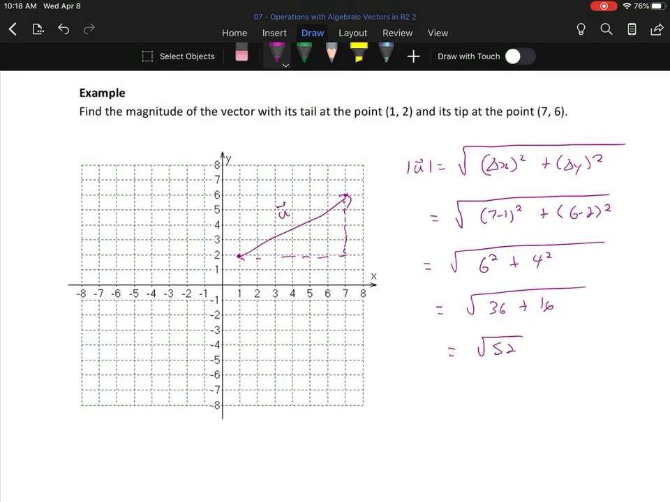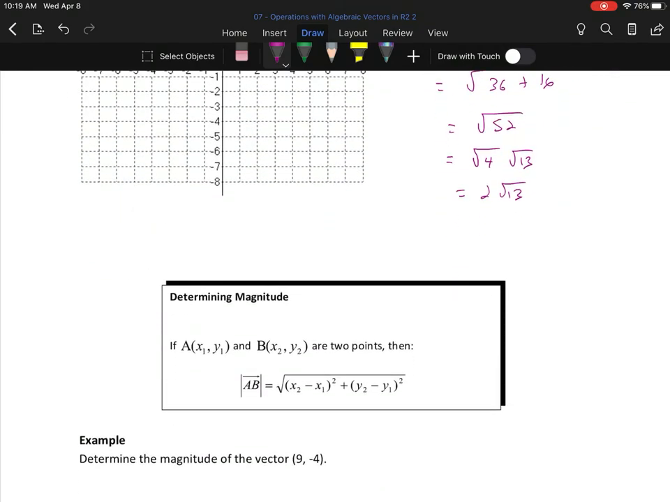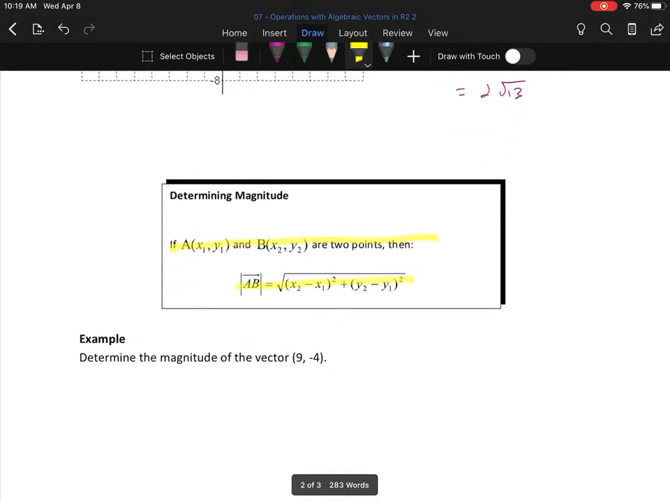And now, a little bit of practice on your simplifying radicals here. This can be broken into root 4 times root 13, which is 2 root 13. I'm not saying there's a lot of that coming, but when we get the chance to mention it, we sure want to. So that's how we go about finding the magnitude of a vector, how long a vector is. And there it is formally there. We've got a point x1, y1, another point x2, y2. There are 2 points there. If we want to find the magnitude of the vector, we just do that.